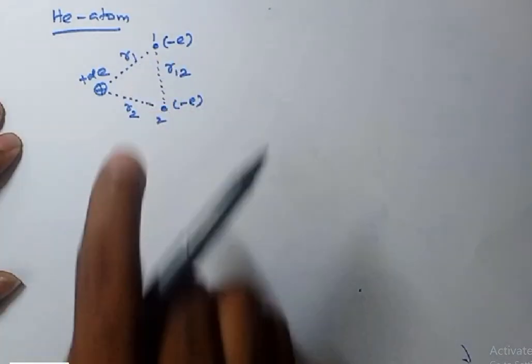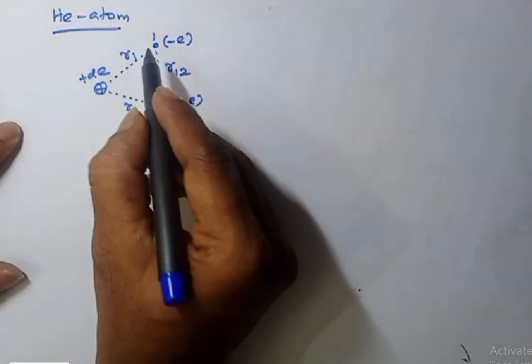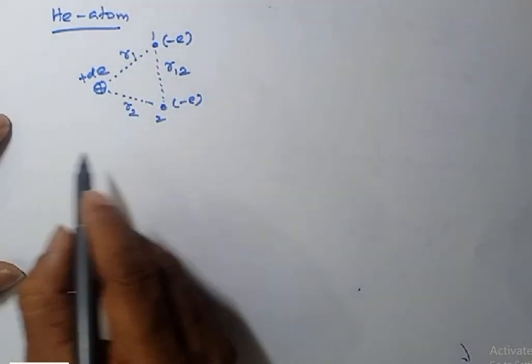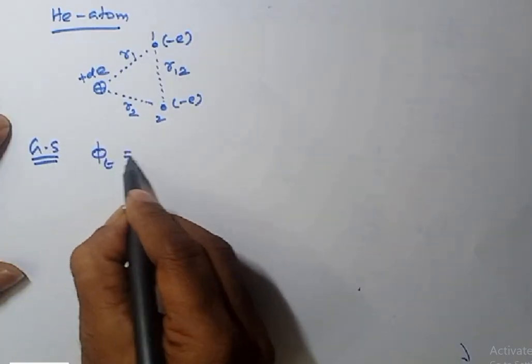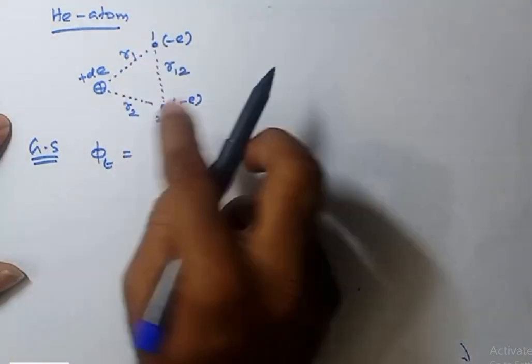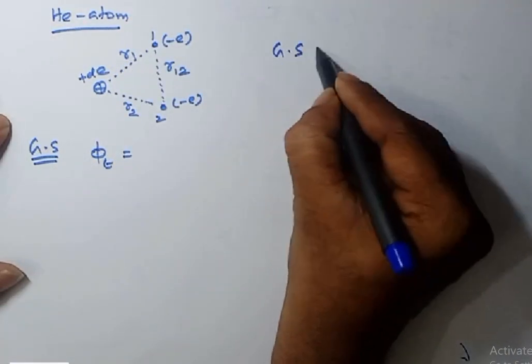Okay, this is the distance between the 2 electrons. Now, listen, we need to guess a trial wave function for the ground state. So our goal is to find the ground state energy. So what is the trial wave function for the ground state? I have 2 electrons, but what is the ground state configuration of the helium atom?